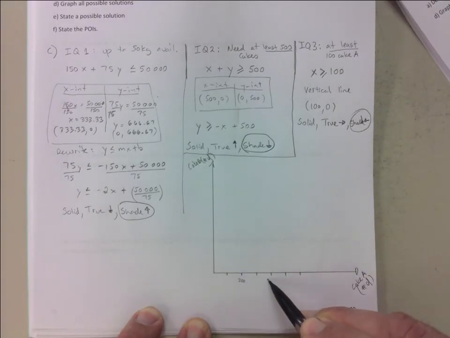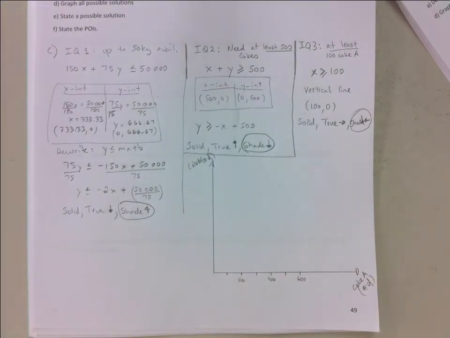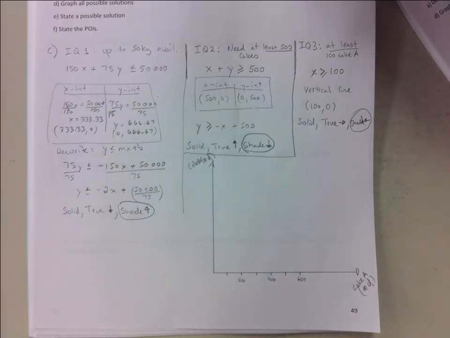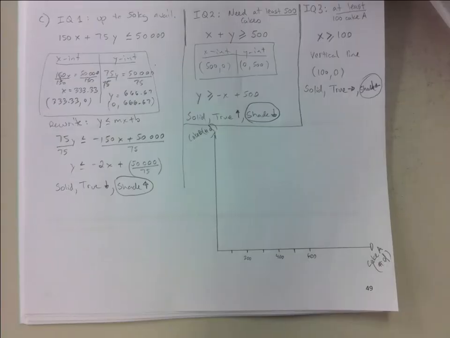So I'm going to label every other one. And that tells me that I'm going up by 100. It's a bit small, so sorry for those of you that are back there. I would like to have the intercepts on there. That's why I'm trying to keep this.